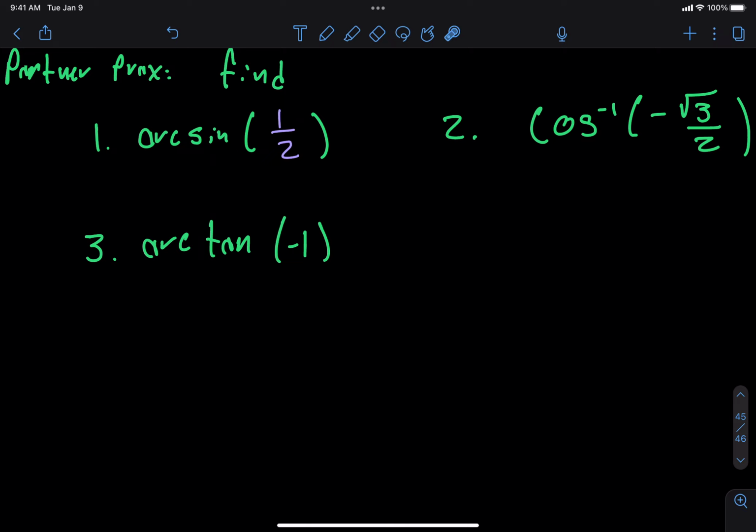We're doing cosine, so this is not going to be the y value of a point. It's going to be the x value. I'm looking for a point whose x value is negative square root of 2. We're gonna draw a triangle, and we know this thing here is square root of 2.